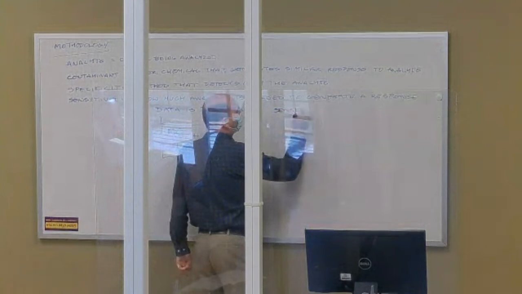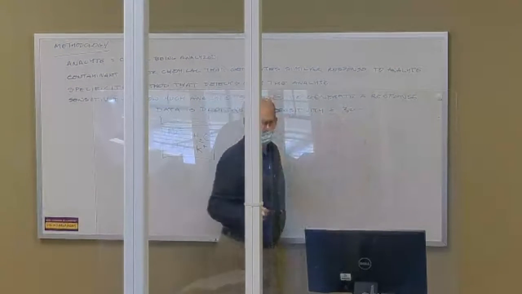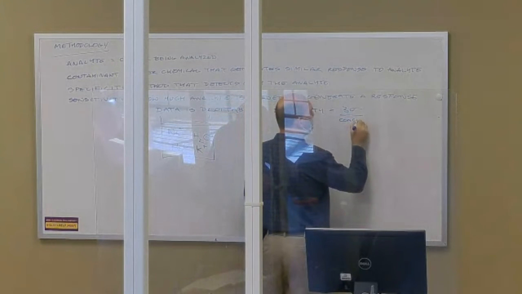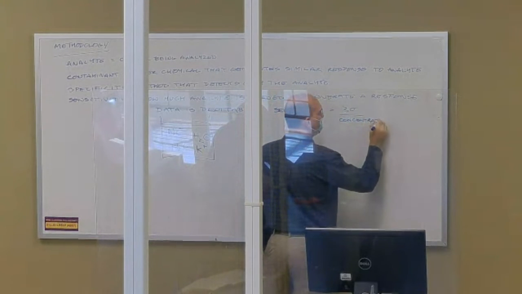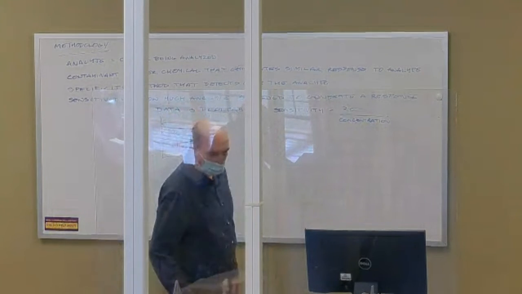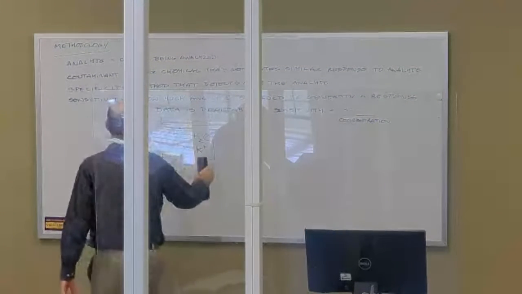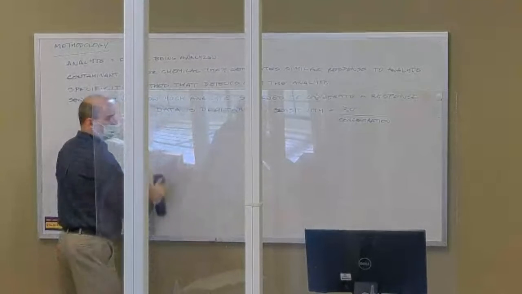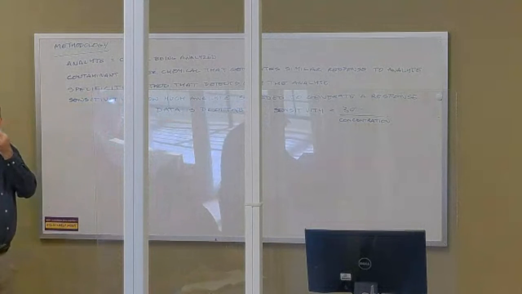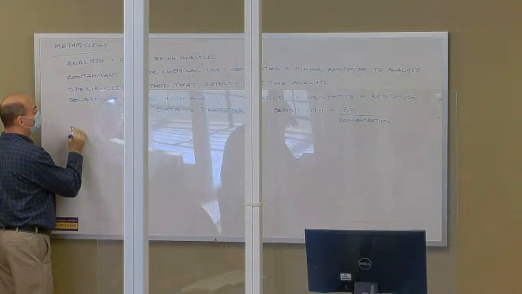Sensitivity is 3 values of the standard deviation divided by the concentration of the sample. Which tells us that there is a point at which the method is not sensitive enough to measure what it is that you want to measure, your analyte. We're going to call that a detection limit.